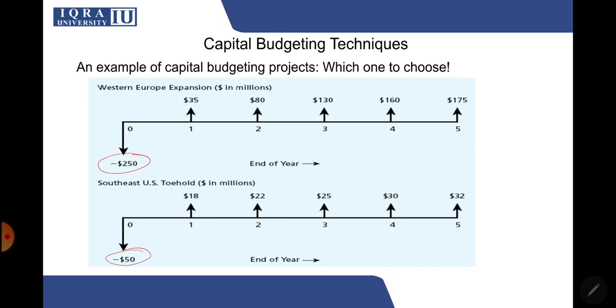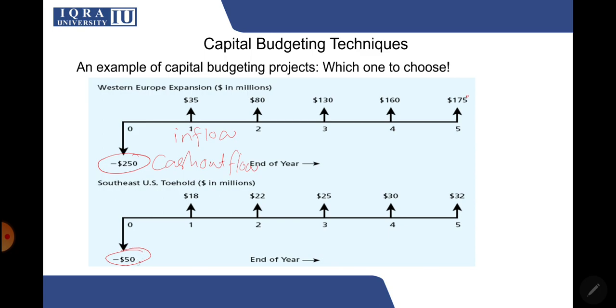Once you have invested 250, then the positive cash flows would start to come. So this 35 is positive. There is no negative sign with it. This is a cash inflow. This is a cash outflow. And this is a cash inflow. So in the first year the inflow will be 35. Second year it will be 80. Third year will give you 130. Fourth year will give you 160. And fifth year will give you 175.